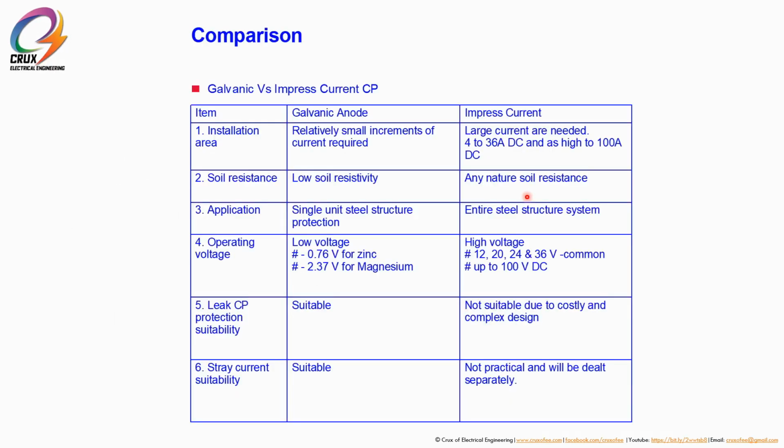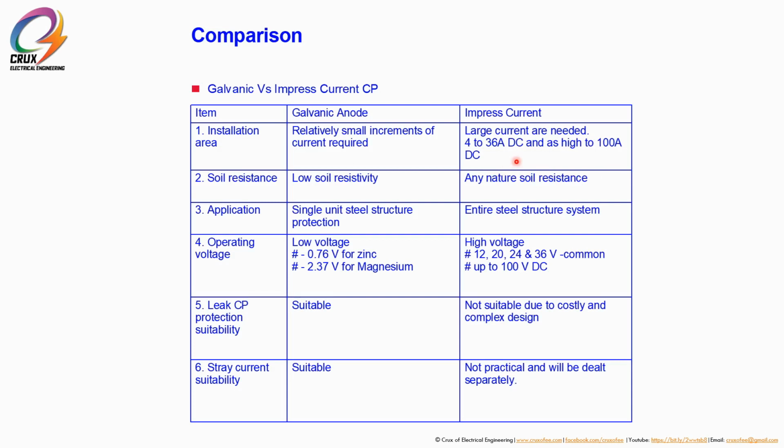Okay. So comparison, galvanic versus impressed current cathodic protection. The installation area for the galvanic anode, normally the coverage is very small. So if you want to install for a 10 km pipeline, you need to install it every few hundred meters or every 1 kilometer, something like that. For impressed current, large current is needed, so you need that DC rectifier, up to 100 amps, but the coverage, one CP can cover up to 10-20 kilometers of pipeline, no problem.